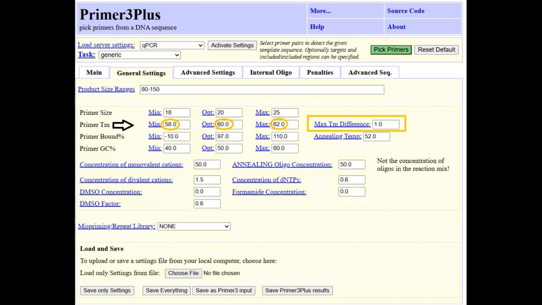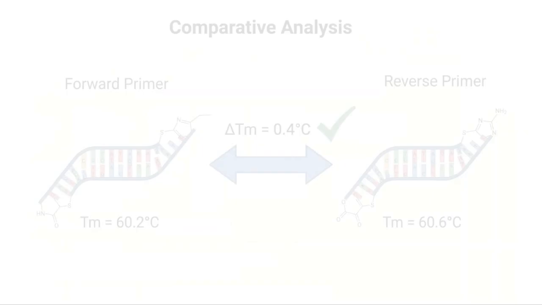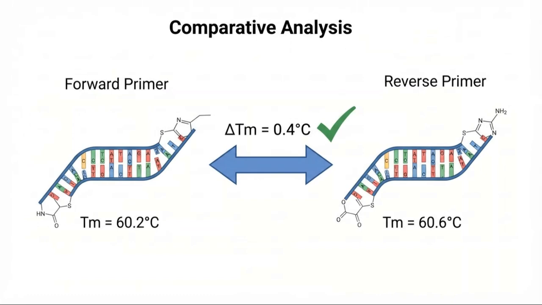Next, set the melting temperature: minimum 58 degrees Celsius, optimum 60 degrees Celsius, maximum 62 degrees Celsius. But here's something many beginners don't realize. The actual temperature isn't the most important value. The difference between the two primers is. After Primer 3 Plus generates the candidates, look at the Tm of the forward primer, then compare it with the reverse primer. Ideally, the difference should be less than 1 degree Celsius. For example, 60.2 degrees Celsius and 60.6 degrees Celsius.